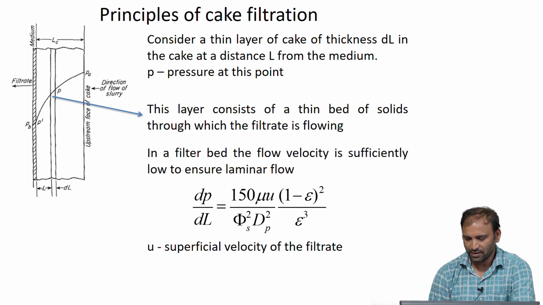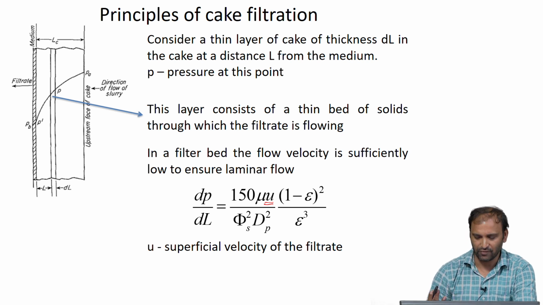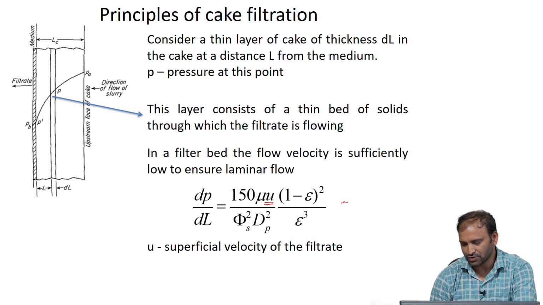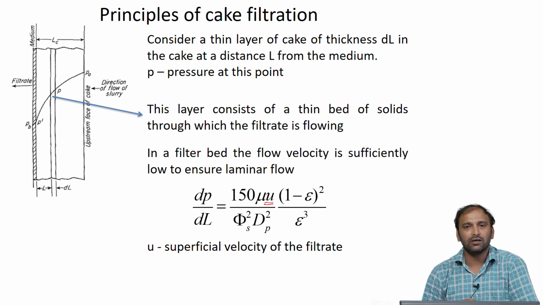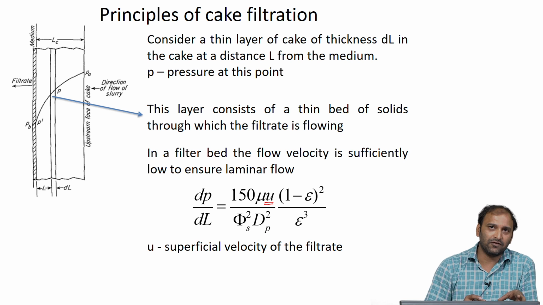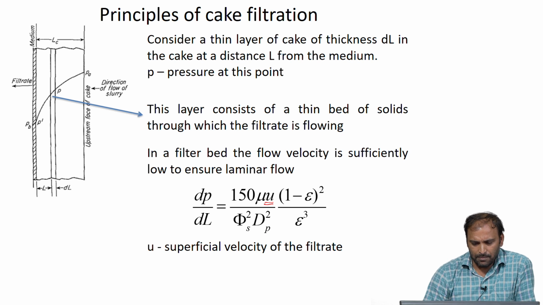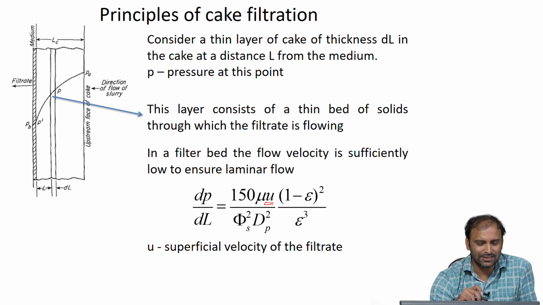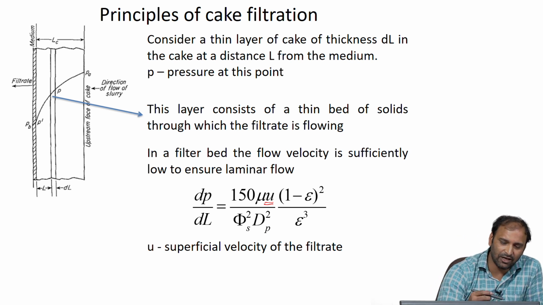The laminar flow term is proportional to u, which is the superficial velocity of the filtrate. Of course there is going to be a u square term that we are neglecting because we are assuming laminar flow, which is true because the velocities with which the filtrate flows through the filter cake are sufficiently low. The other interesting thing to notice if you look at the pressure gradient is that it is not linear, right? It varies something like this.